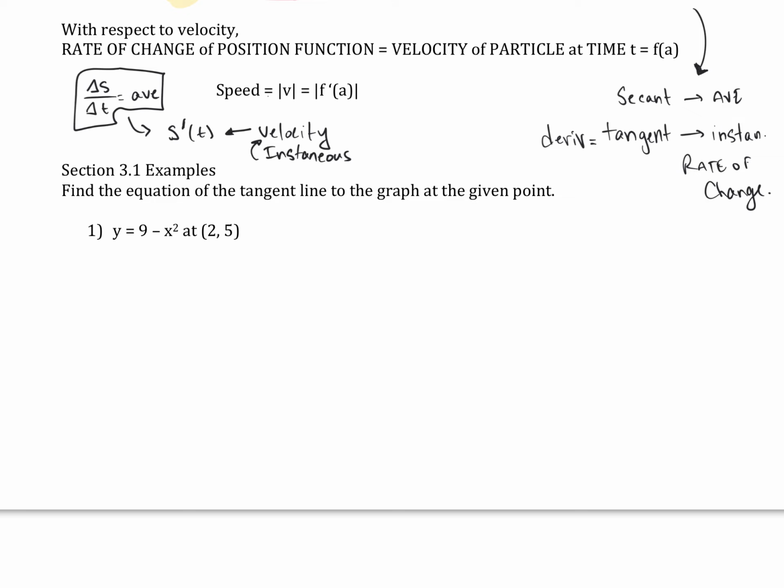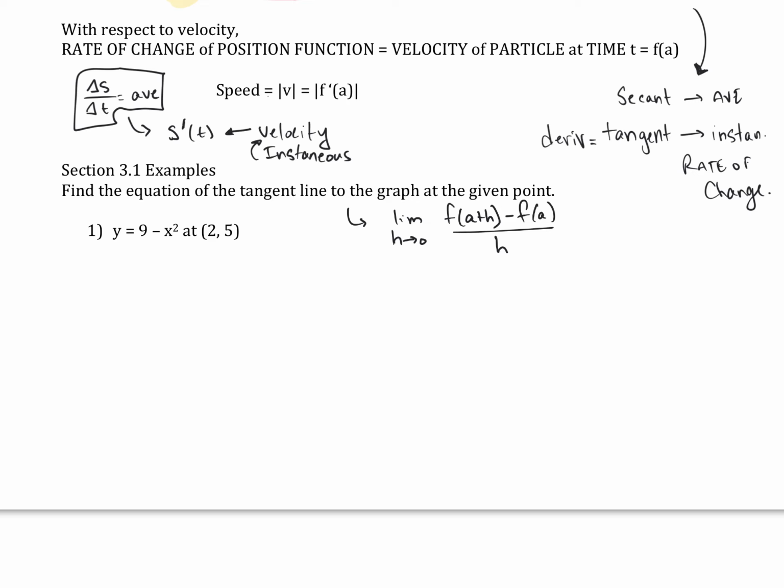On this first one, it says, find the equation of the tangent line to the graph at the given point. So this was the PQ thing that we did, but we're going to do it now with our derivative formula. So over here, let me remind you what our derivative formula is. The limit as h approaches 0 of f of a plus h minus f of a all over h. Now we need to determine these values here.